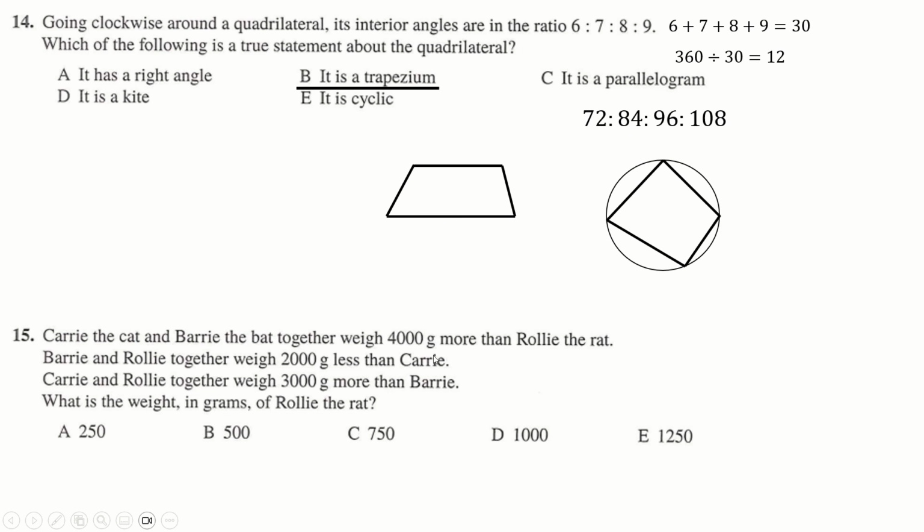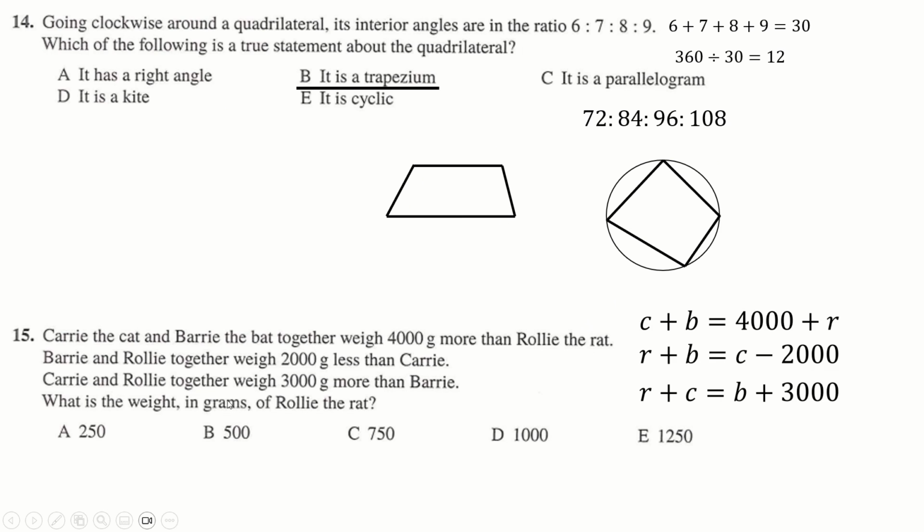We've got a few simultaneous equations we can set up here. So C plus B is 4,000 plus R. B plus R is C minus 2,000, I guess we could say that, and then the last one as well. What's the weight of Raleigh? If you notice, if you just add up, is it adding up this one and this one, the first and the last? Is that what I did there?